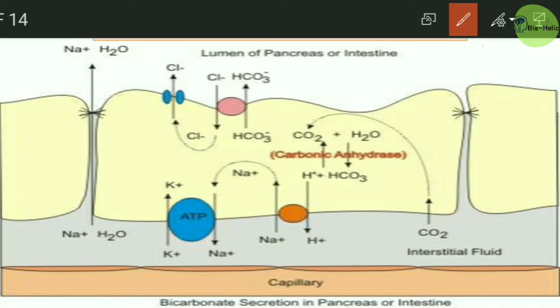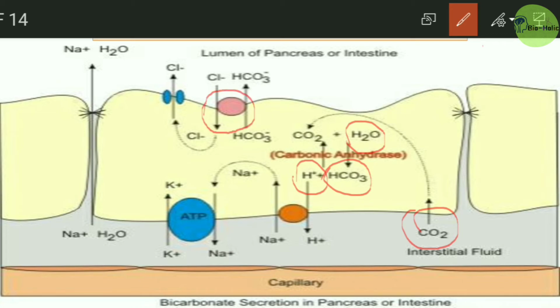This CO2 diffuses into the ductal cells where it combines with the water and forms the bicarbonate ion and the hydrogen ion. This hydrogen ion is transported across the basolateral membrane, producing a high intracellular HCO3-, and this HCO3- flows down its electrochemical potential gradient across the luminal membrane via a chloride and bicarbonate channel.